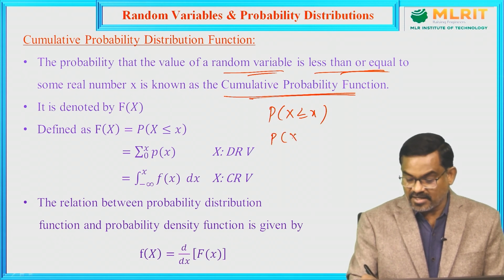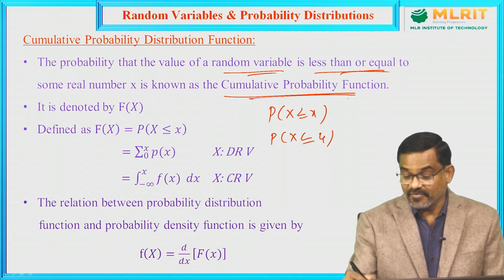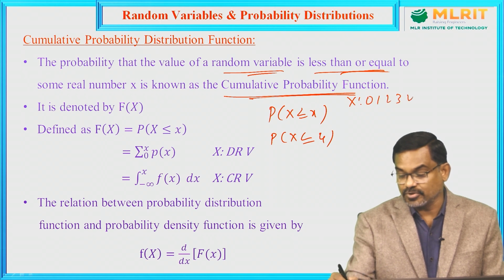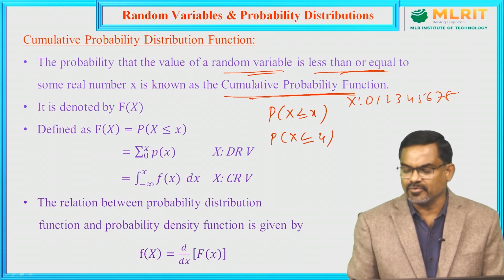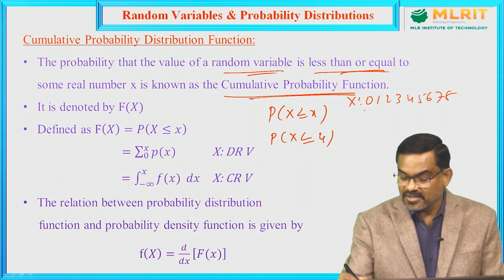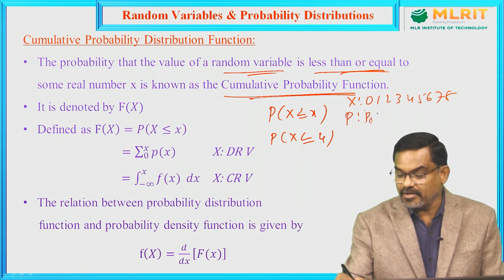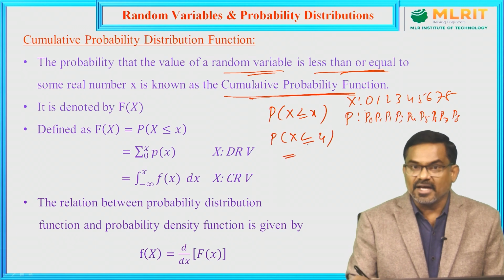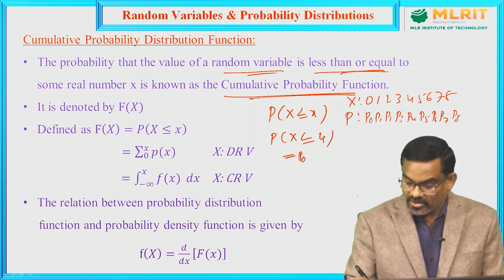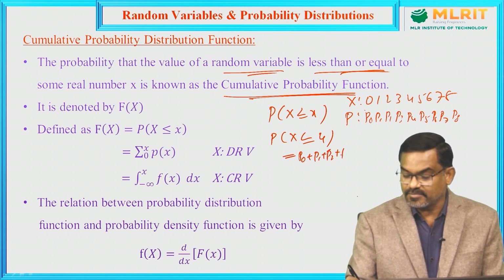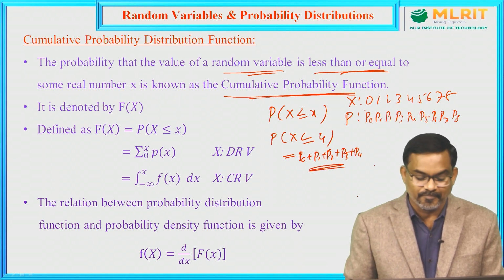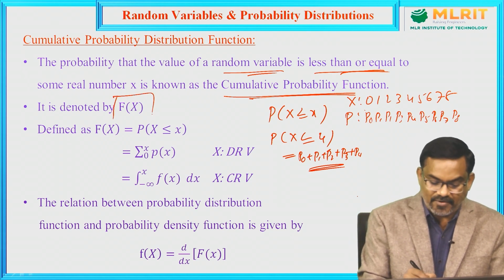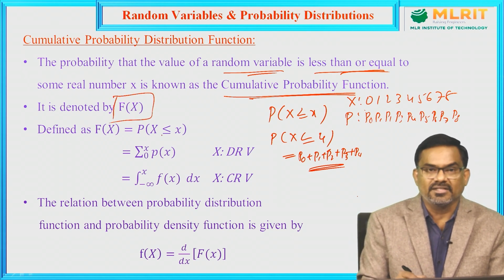For example, X less than or equal to 4, where X takes the values 0, 1, 2, 3, 4, 5, 6, 7, 8, let us suppose. X less than or equal to 8 means corresponding probabilities P0, P1, P2, P3 and so on. These are the corresponding probabilities. Now, X less than or equal to 4 means P0 plus P1 plus P2 plus P3 plus P4. We consider the sum of these probabilities. So, it is denoted by capital F of x and is defined as the probability that X is less than or equal to x.